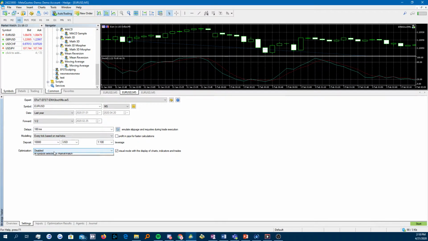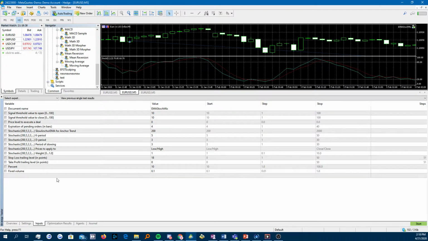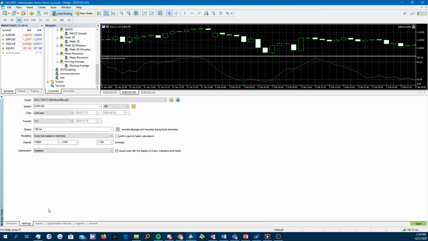For optimization, my partner Gerdel is going to do a video on the playlist solely on optimization, so you can fully understand the complexity and how useful it is. This checkbox says visual mode with the display of charts, which shows you the historical data populating as your algorithm goes through it. If you want to make any changes to the inputs, you can go to inputs and change whatever you please. First, we're going to start this.